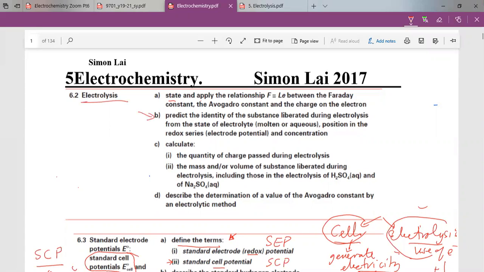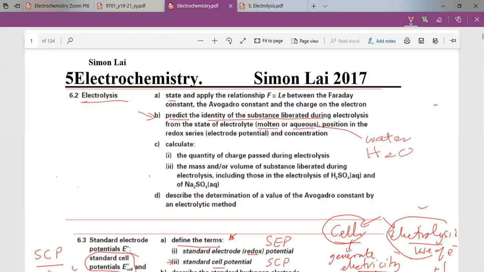Now let's see what the syllabus actually asks us to do. The thing is to predict, to say what it is. First, the identity of the substance liberated. So we predict if there's a competition or no competition. Because in molten there's no competition, but in aqueous there is competition for a few cations or anions or water. After this, water is very important because aqueous means water. So water plays an important part, a bit different from your Form 5.